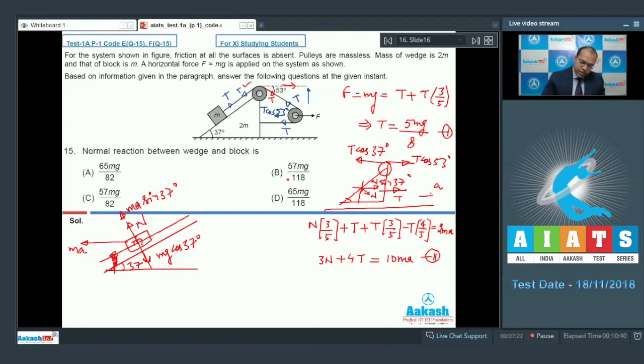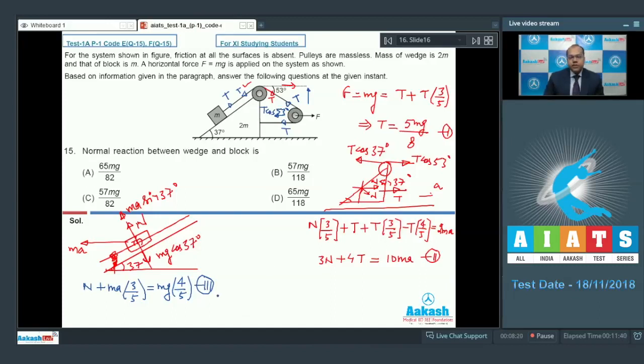So I can say that the components of the forces perpendicular to the plane are balanced. So I can write N plus ma sin 37 degree, that is 3 by 5, is equal to mg cos 37 degree, that is 4 by 5. This is my equation 3. On solving equations 1, 2 and 3, we will get the values of N and a.